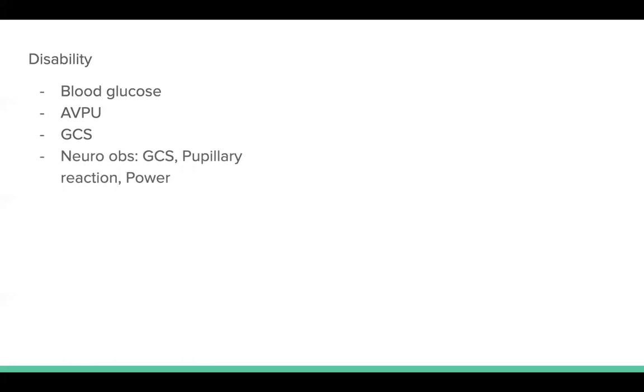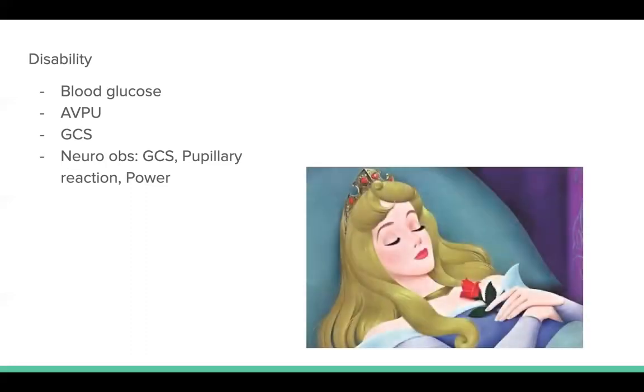Neuro-obs. This is something you would have asked the nursing staff to do initially when they called you. Neuro-obs are a collection of the GCS, pupillary reaction, and power. And I'll show you a chart in a little while.